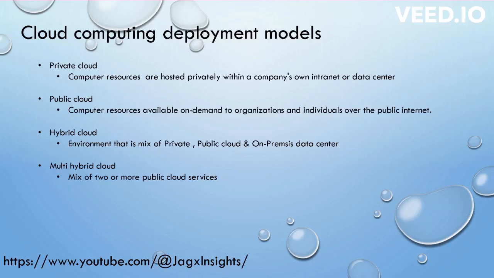But in public cloud, these computer resources are available on demand to organizations and individuals over the public internet. And hybrid cloud. Hybrid cloud is a mix of private as well as public cloud and also an on-prem data center. Multi-hybrid cloud is a mix of two or more public cloud services. This is called a multi-hybrid cloud environment.